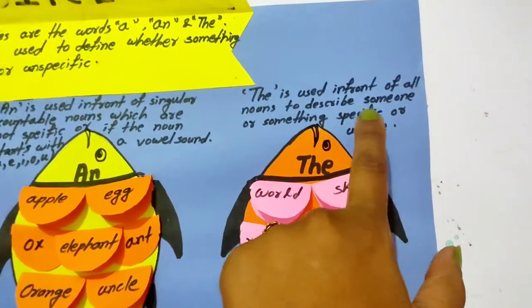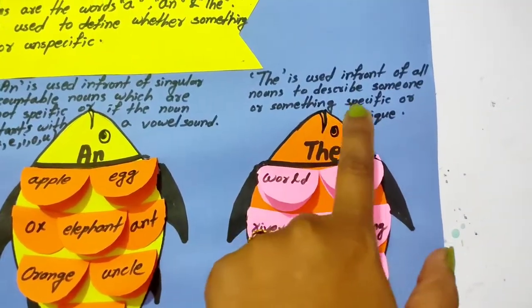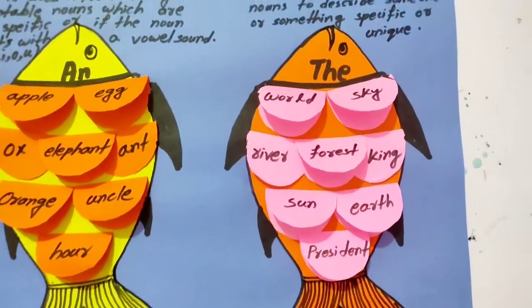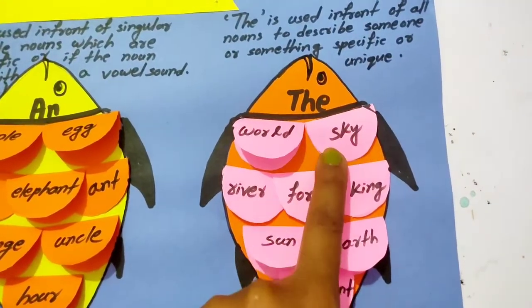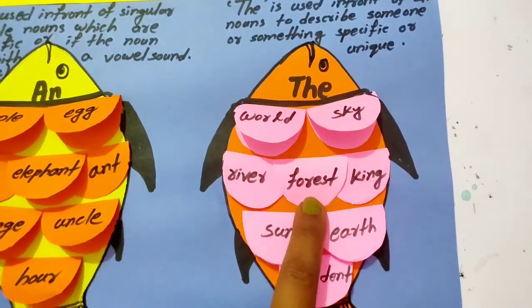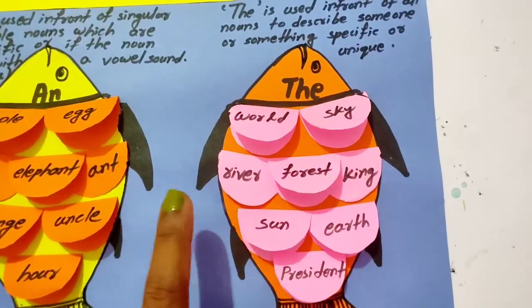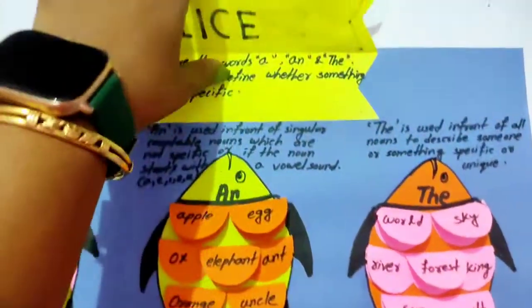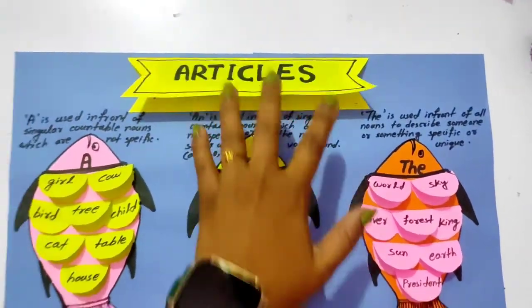Then the is used in front of all nouns to describe someone or something specific or unique. For example, the world, the sky, the river, the forest, the king, the sun, the earth, the president. So this is our articles TLM or model.